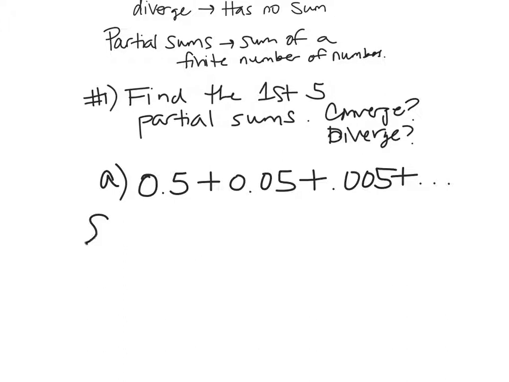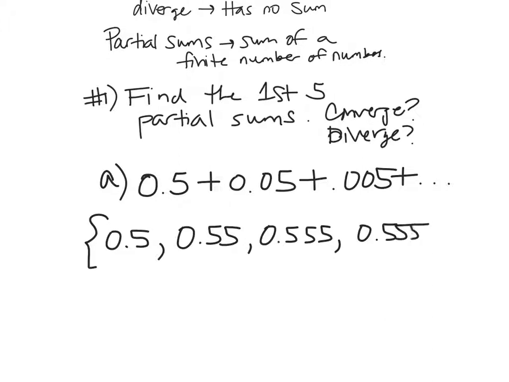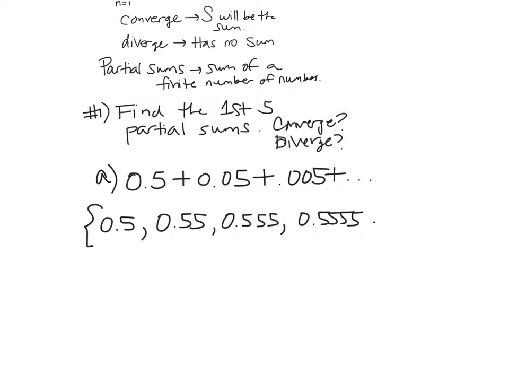They want you to write it in brackets. And they want you to sum up the first one number. Let's add the first one number, 0.5. Then for the next one, the second partial sum, they want you to sum up the first 2 numbers. So 0.5 plus 0.05 is 0.55. Then they want you to sum up the first 3. Do you get the idea? So 0.555. The first 4 numbers would be there. And then 1, 2, 3, 4, 5.